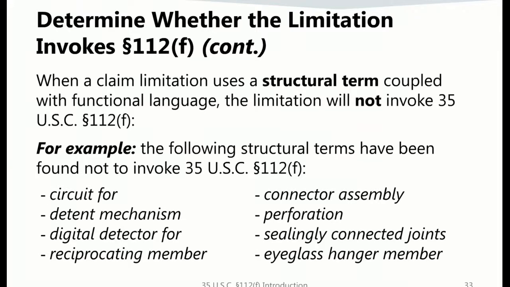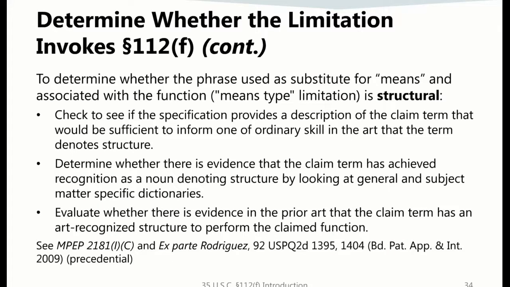Shown here are examples of structural terms that have been found not to invoke 112(f), regardless of being coupled with functional language. Be careful to distinguish between such structural terms and the generic placeholders or terms that are used as a substitute for "means for." To determine whether a claim term is structural, check the specification to see if it provides a description of the claimed term that would be sufficient to inform one of ordinary skill in the art the term denotes structure.